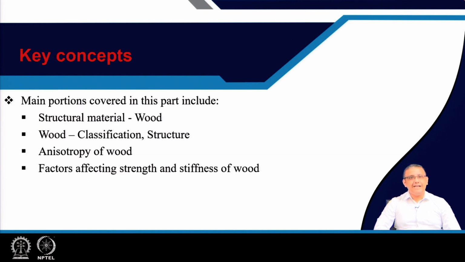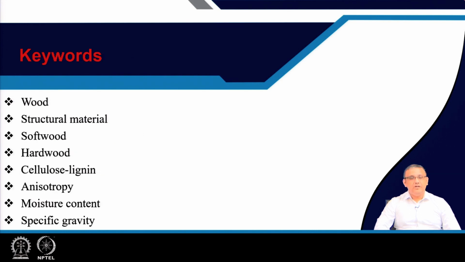The key concepts that we will learn in this lecture are wood as a structural material, then the classification and structure of wood, then the anisotropy of wood and the factors affecting the strength and stiffness of wood. So, the main keywords for this lecture are wood as a structural material, softwood, hardwood, then cellulose and lignin, anisotropy, moisture content and specific gravity.